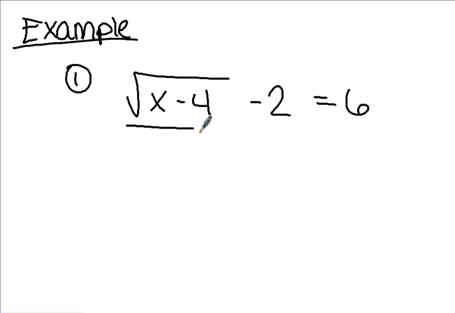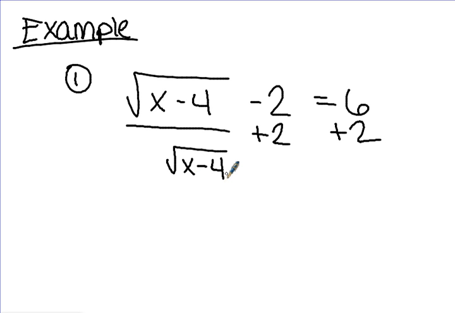Right here we have a variable that is within a root, so we can't do anything with the root yet. What we need to do first is go ahead and get rid of this 2. So in order to get rid of it, we're going to add it to the other side of the equation. And we're left with the square root of x minus 4 equals 8.